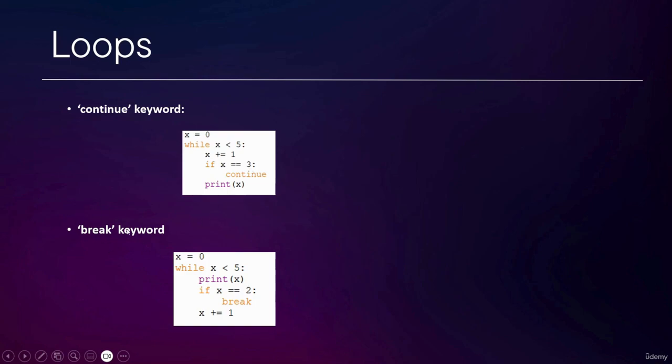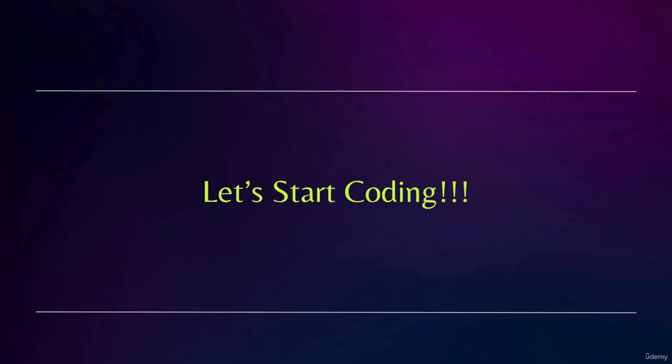We can also use the break keyword. So let's say if we are doing this code printing, once x is equals to 2, we break. Now it just exits the loop. It does not execute this code. It does not go back again. It just comes out of the loop. So this is how we use both of them.